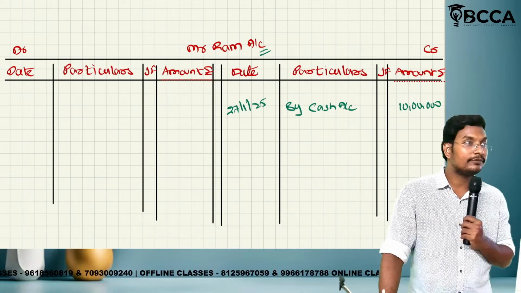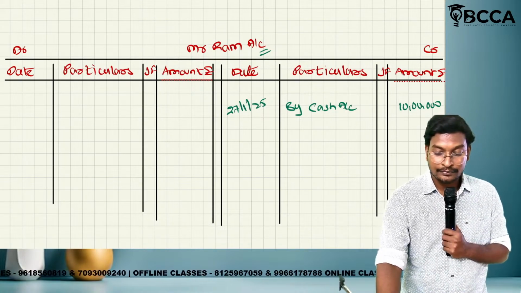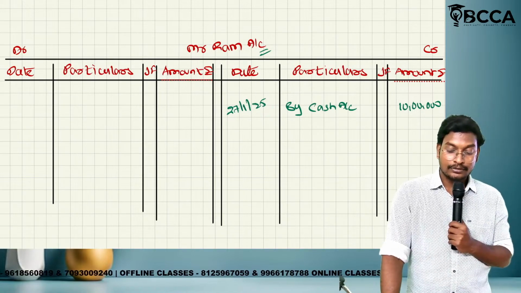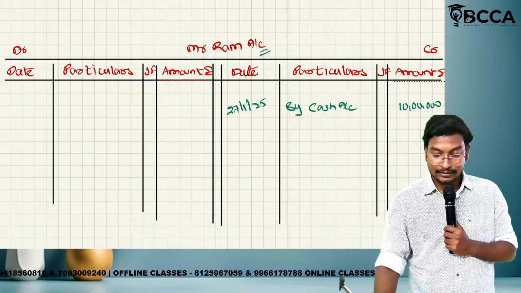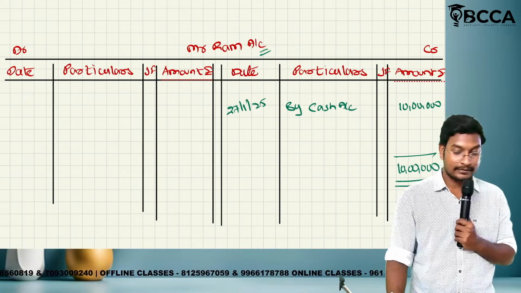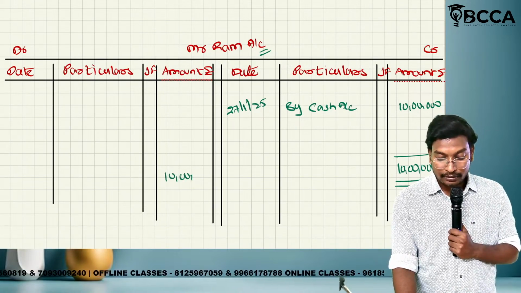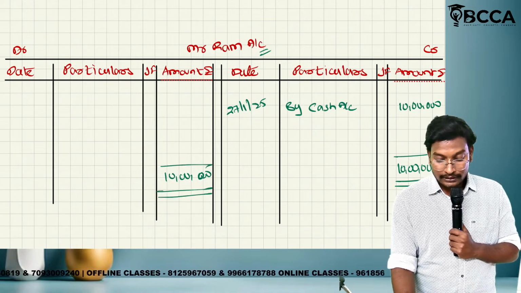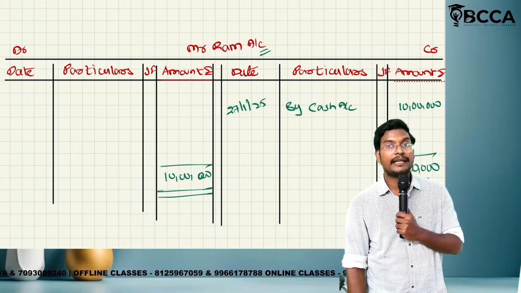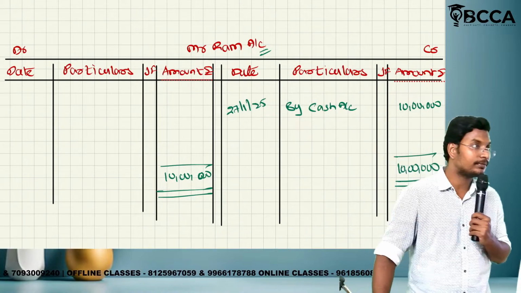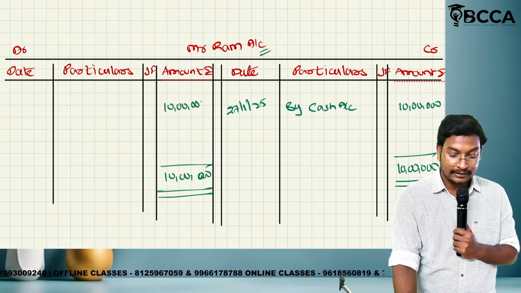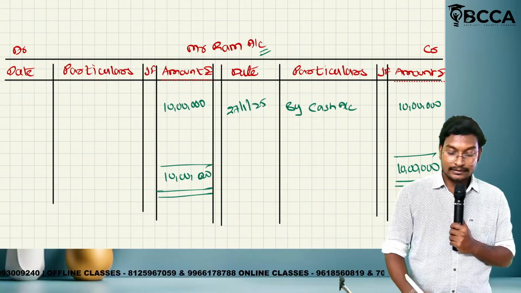Now while balancing, what is the first step? We have to write the totals. In the total, do we record the highest amount or lowest amount? Highest amount, which is 10 lakhs. So in the total column, I am recording 10 lakhs on both sides. What is the difference amount? On the debit side there is no amount, and on the credit side we have 10 lakhs. So 10 lakhs minus 0 is 10 lakhs. We record the difference on the debit side.